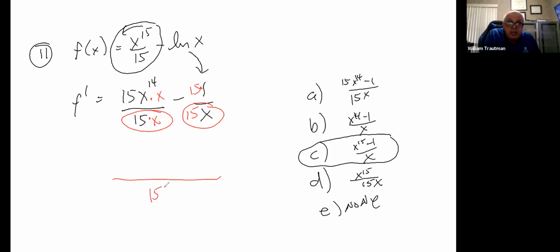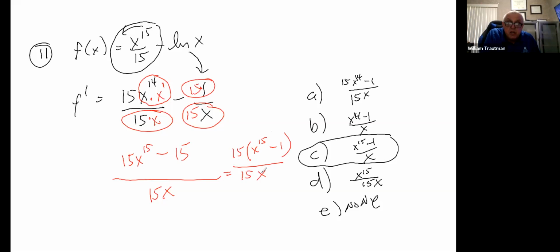And I have one fraction, so I have 15x on top. x to the 14 times x is x to the 15, and then here we have 15 times 1, which is 15. On the top, you can factor out a 15. And these cancel. So we get x to the 15 minus 1 over x, which is C. So I just want to make sure you're able to use the algebra and manipulate the equation to look like one of the answers. Just because you're doing all the math correctly doesn't necessarily mean, what happened?